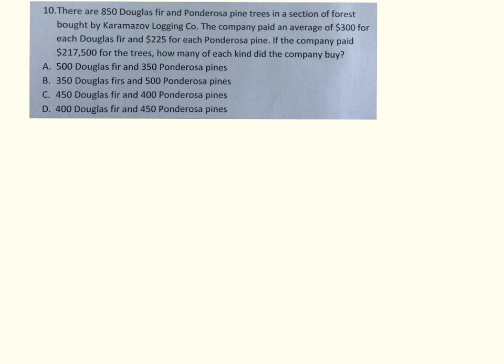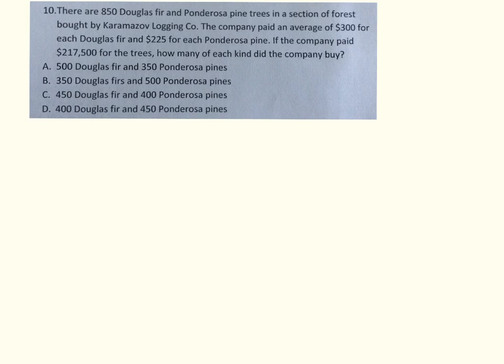Now, in this last problem, there are 850 Douglas fir and ponderosa pine trees in a section of forest bought by Karamazov Logging Company. The company paid an average of $300 for each Douglas fir and $225 for each ponderosa pine. If the company paid $217,500 for the trees, how many of each kind did the company buy?